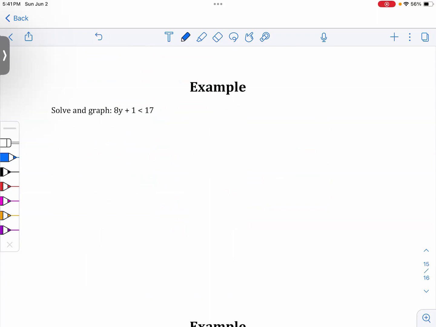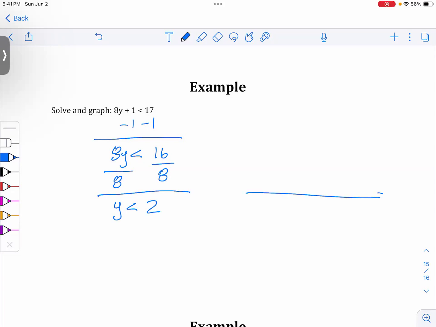But that only works if you always write it in the same form. Next, 8y plus 1 less than 17. So -1, -1. 8y less than 16. Divide by 8, divide by 8. Y is less than 2. Open interval at 2, and once again, left.